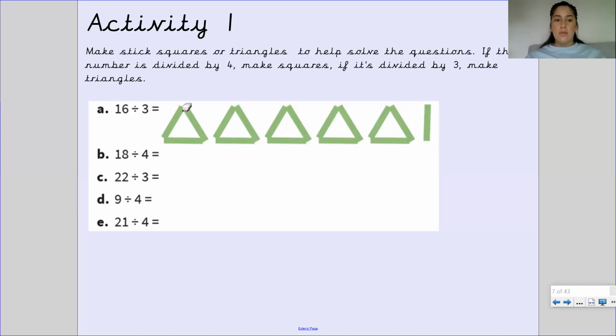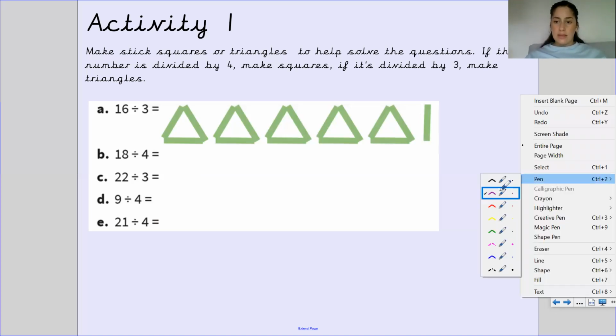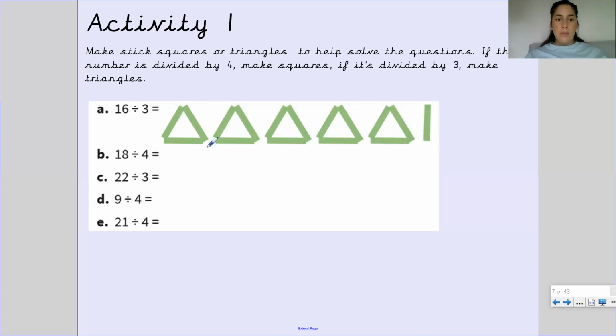So your answer would be, for example, for the first one, it says 16 divided by 3. How many equal groups of 3 have we been able to make? 1, 2, 3, 4, 5. 5 equal groups. And how many do you have left over? 1. So it would be 5 remainder 1. So you must represent your remainders too and have a go at doing the rest.